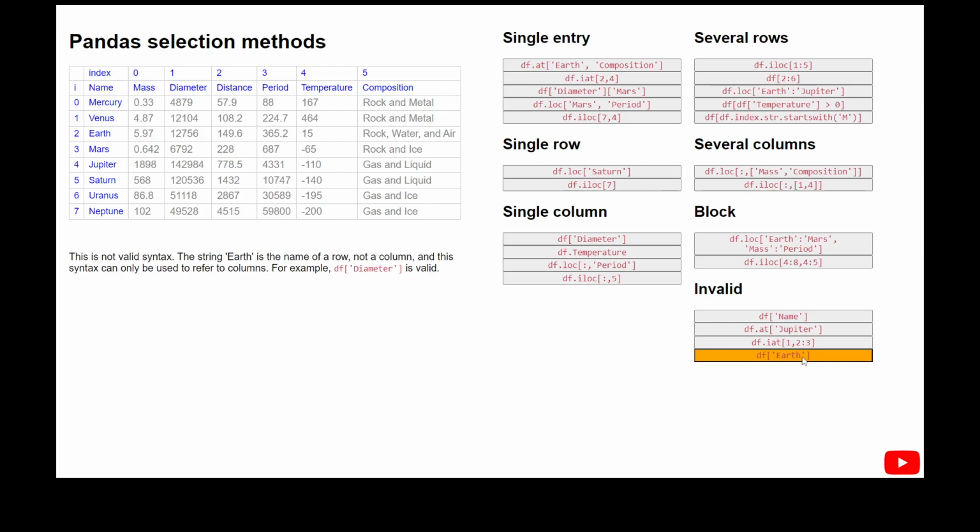Just doing df with a single index inside, the thing inside the df has to be like we did up here to give you a single column. You can't refer to a row like that. You have to do df.loc instead if you want to refer to a single row. So that's a bunch of different ways in which we can select parts of our Pandas dataset.